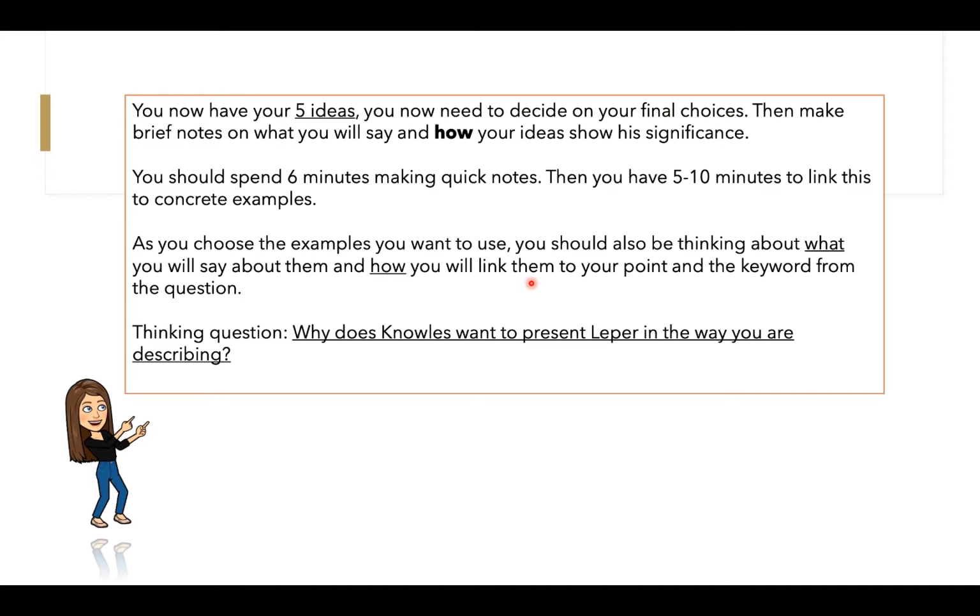So one of my initial points from the previous slide was he's timid and scared. I have to keep going back to that, otherwise I will start to tell the story. So going back to your point helps to rein yourself in so you don't go off on a tangent. And then also be thinking, no matter what the question is, why? Why does Knowles want to present Leper, Gene, Finny, this relationship, the war, in the way that I'm describing? So why does he choose this particular technique or strategy, or why does he have Leper act in this particular way? So why does he do it? What does he want to show?